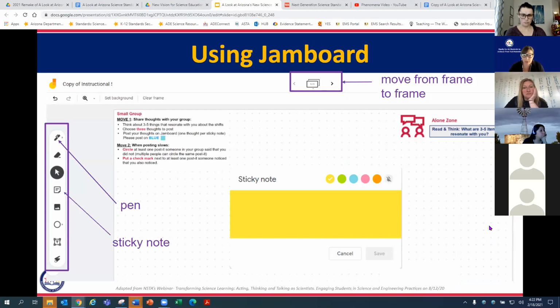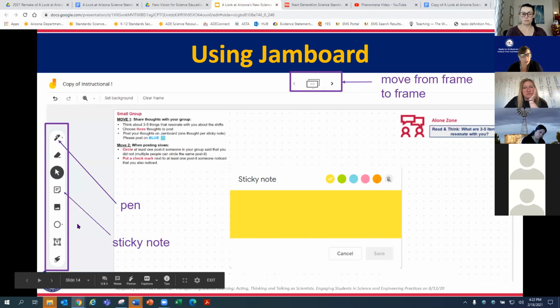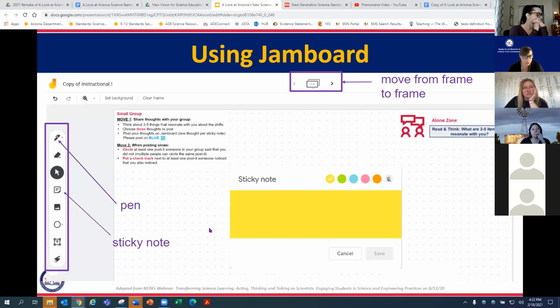Jamboard is basically a collaborative whiteboard with post-its. And on the left, you'll see a toolbar when we get in there in just a second. You're only going to use the sticky note.